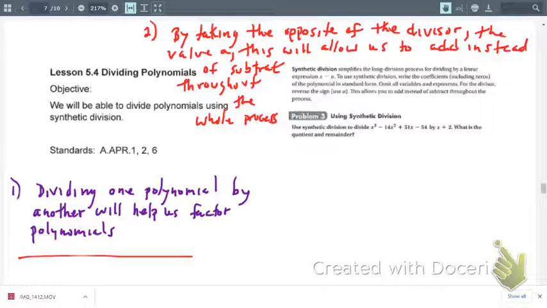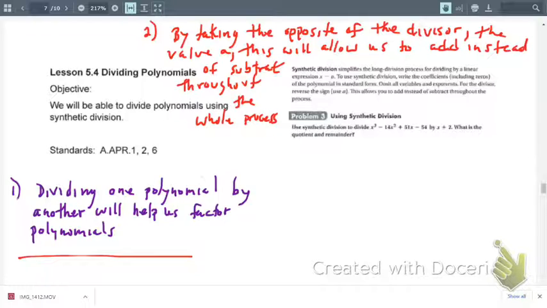Okay, we just said we're going to be doing this using synthetic division. And synthetic division simplifies the long division process for dividing by a linear expression x minus a. To use synthetic division, write the coefficients, including zeros, of the polynomial in standard form. Omit all variables and exponents. For the divisor, reverse the sign, use a. This allows you to add instead of subtract throughout the process.